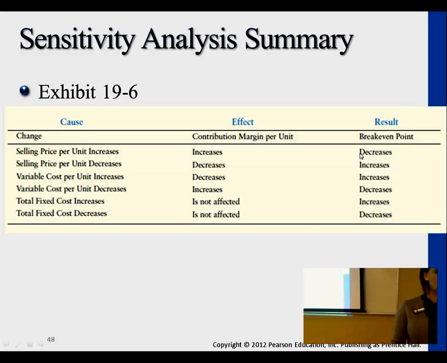So what I want you to notice here is that the effect on contribution margin per unit is opposite to the result for the break-even point. So it's an inverse relationship between the contribution margin per unit and the break-even point. So the same goes for the variable cost per unit and for the total fixed cost. Okay, it's again the inverse relationship.